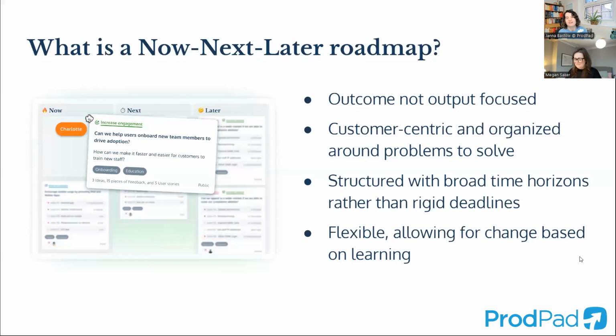All right. So let's talk about the defining features of a now, next, later roadmap. I want to make sure we're all on the same page. As I said, it's outcome focused. So this is different than what you might expect from a timeline roadmap, which is output focused. And it's organized around problems to solve and is therefore the most customer-centric approach to road mapping. And it's structured around broad time horizons rather than rigid exact dates like a timeline at the top. And it's therefore flexible. It allows for change based on learning. And that flexibility is both in terms of time frames as well as on the exact feature you end up shipping. So it's flexible in the time and the scope.